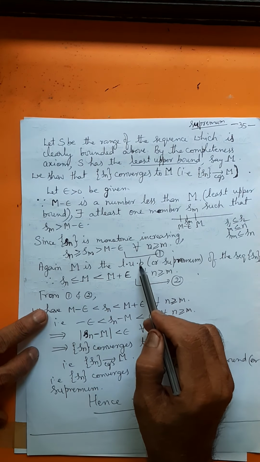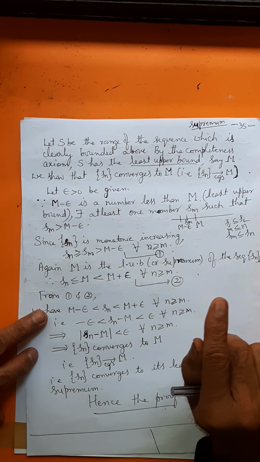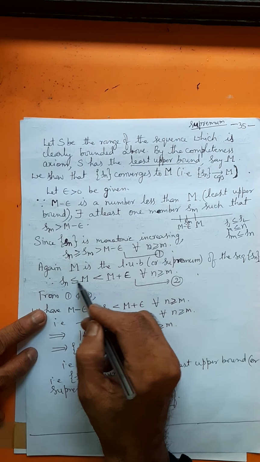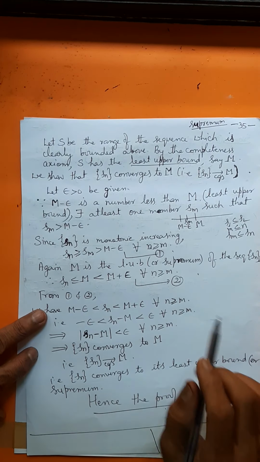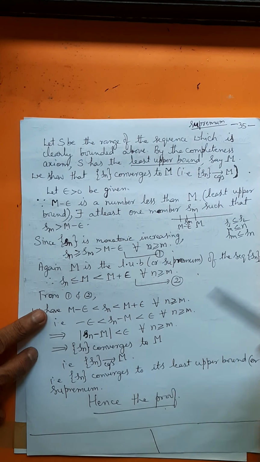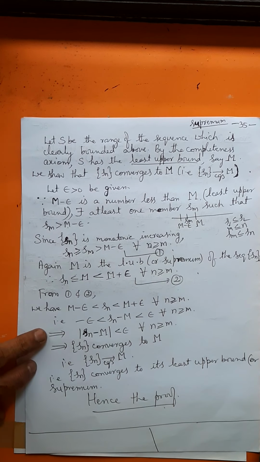Because m is the least upper bound, it is an upper bound first of all. Upper bound means every term of the sequence should be less than or equal to m, and m is obviously less than m plus epsilon. This inequality you are getting. So from inequality 1 and inequality 2, we conclude our work.